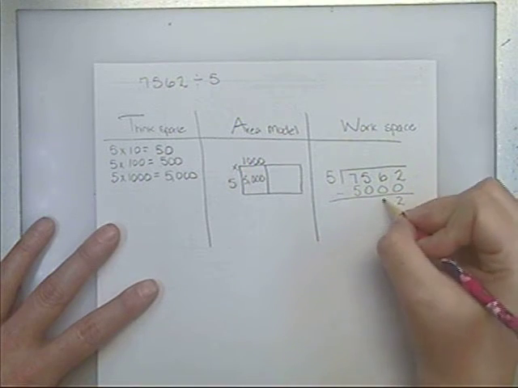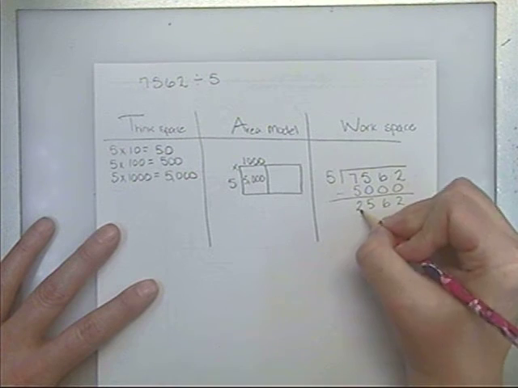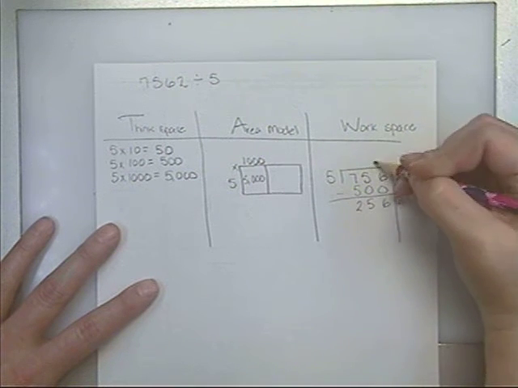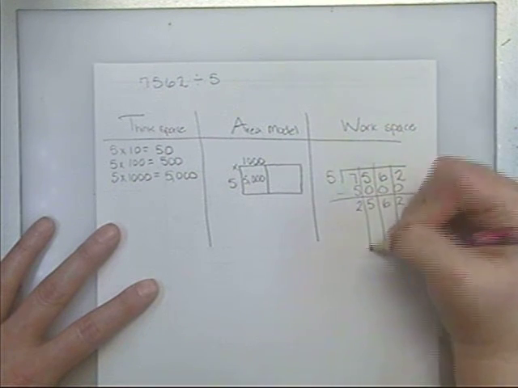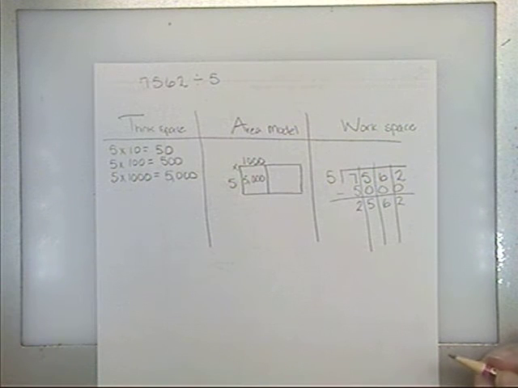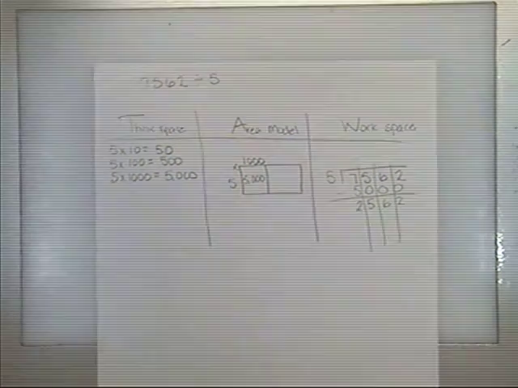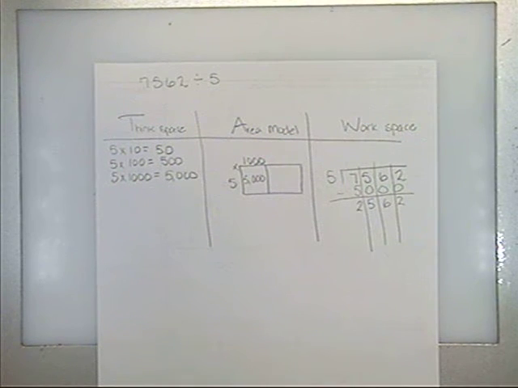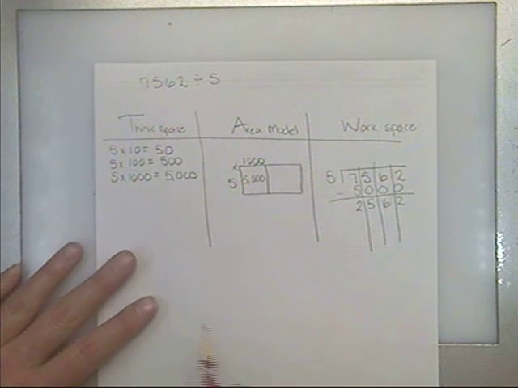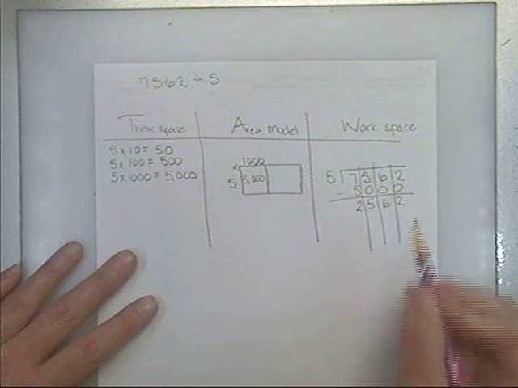And we take away over here and come up with 2,562. Now, I always remind students to put in their place value lines to help them keep their place values straight. As they get older, that can be eliminated, but until they have got this mastered, they should continue to use the place value lines. Now, we're left with 2,562.